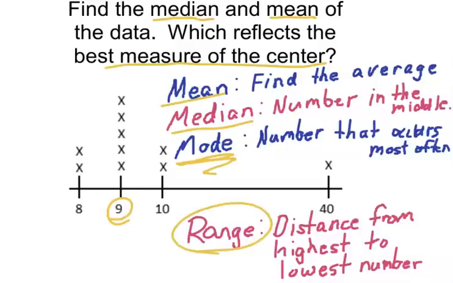And the range, if we were to find that, would be the distance from the highest to the lowest number. Well, the highest number in the data set is 40, and the lowest is 8. So you would just do 40 minus 8. So 40 minus 8 would give us a range of 32. So all they're asking for, though, is the median and the mean. So let's find that and see which one is the best measure of center.